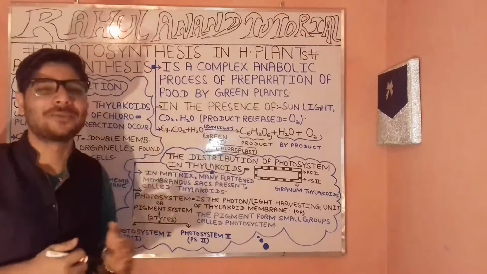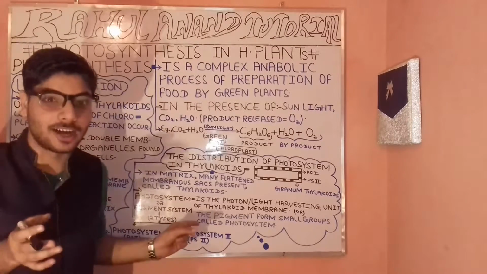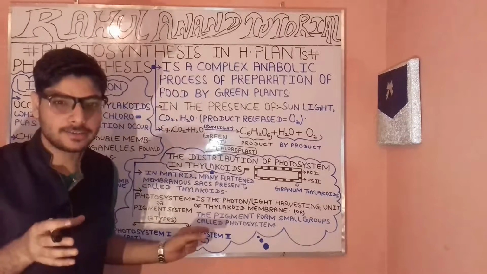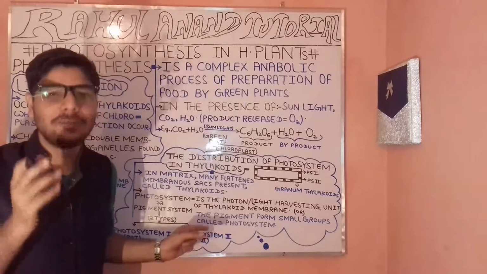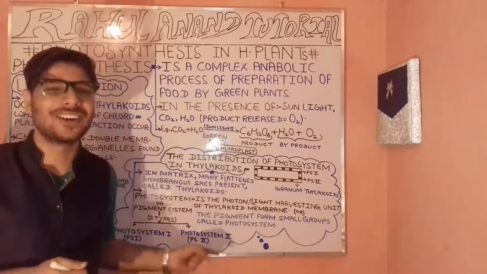Which is actually the part of our chloroplast. Now, when we are talking about the thylakoids, you should understand what these actually are. In our matrix, or the stroma, we have flattened, membranous, sac-like structures. So these are known as what? These are known as the thylakoids.